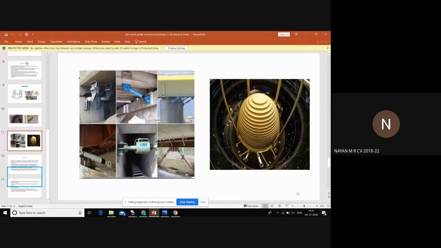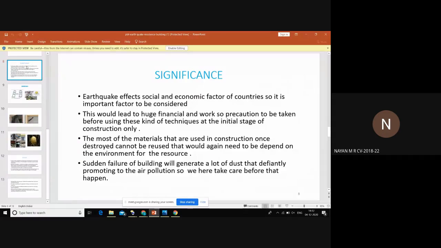Now we will discuss the significance of our project. Earthquake affects the social and economic factors of a country, so it is an important factor to be considered. If an earthquake happens, buildings will collapse. Then we need to reconstruct the building. It will affect the economy of the country. This could lead to huge financial loss and work.